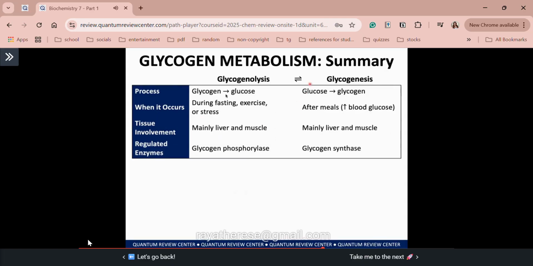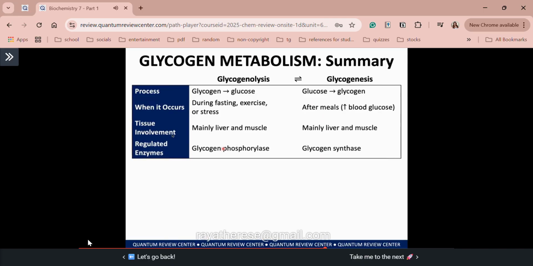On the other hand, glycogenesis is just the opposite or the reverse of glycogenolysis, in terms of the process occurring here. From our glucose monomeric units, in order to store energy, we need to build glycogen. Sir, when is it active? After eating or after meals when we have high concentration of glucose in the blood. So, we need to immobilize the blood glucose. That's why we need to synthesize glycogen. Alright, so tissue involvement is the same as glycogenolysis. And lastly, regulated enzyme, glycogen synthase.